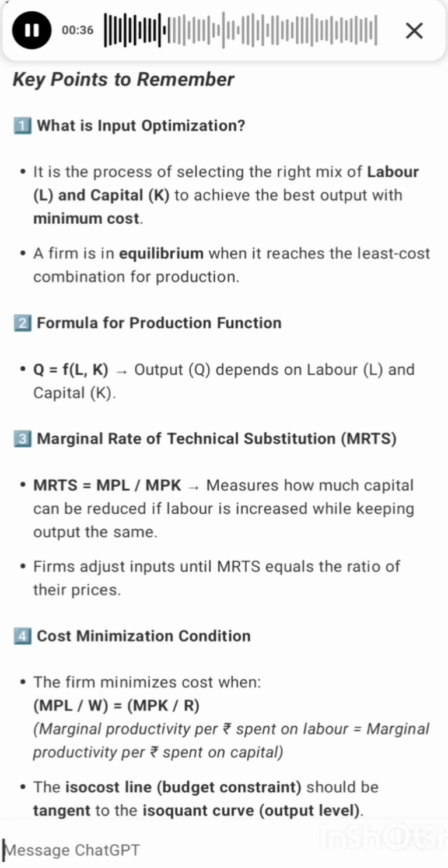2. Formula for production function: Q = f(L, K). Output Q depends on labor L and capital K. 3. Marginal rate of technical substitution, MRTS. MRTS equals MPL/MPK, and measures how much capital can be reduced if labor is increased while keeping output the same. Firms adjust inputs until MRTS equals the ratio of their prices.